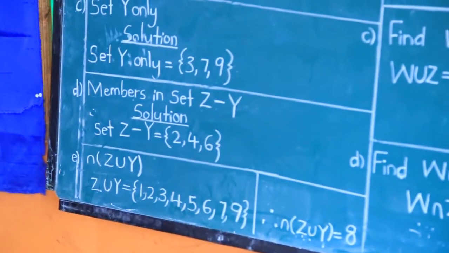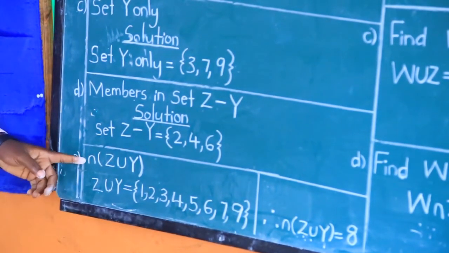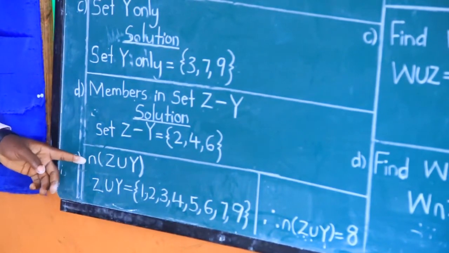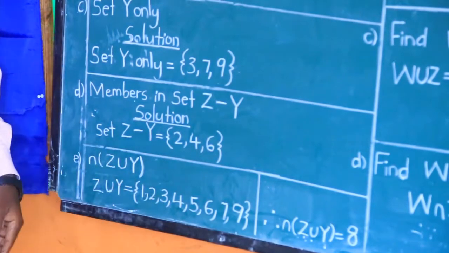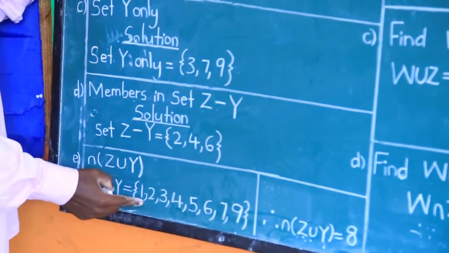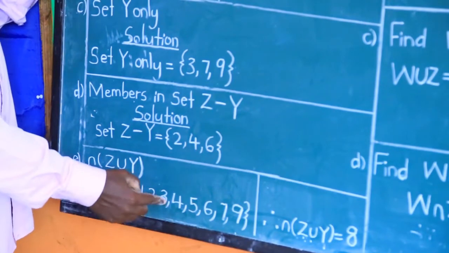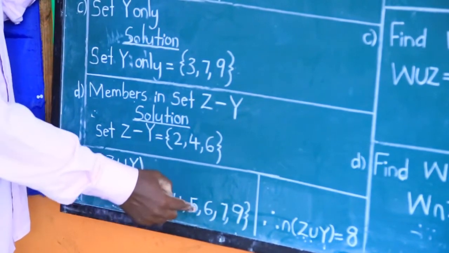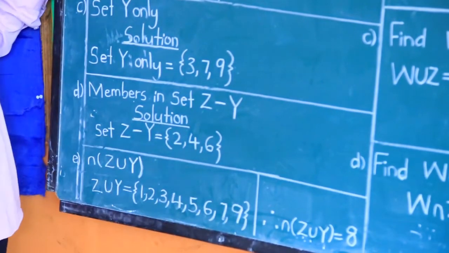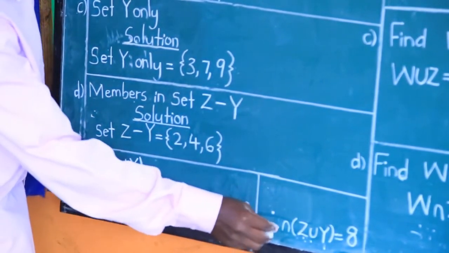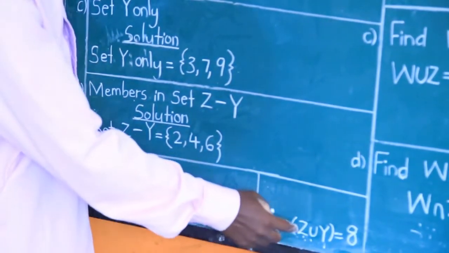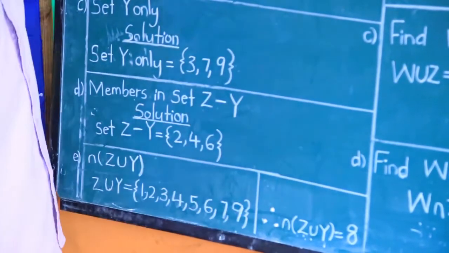And now you are being told to count them, because n outside says do the counting. That is the number of elements. Now that they are here, do the counting. Count together as you watch: 1, 2, 3, 4, 5, 6, 7, 8. That's why we say therefore, number of elements in set Z union Y is equal to 8.